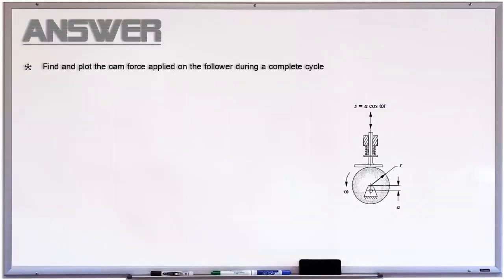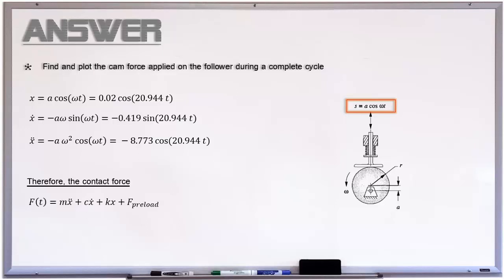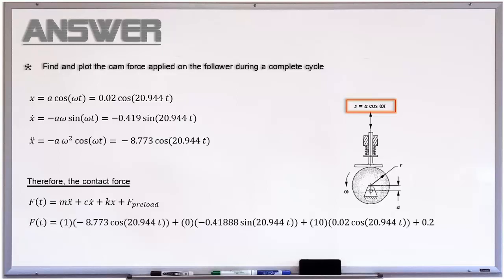Okay, the first requirement in the problem asks about obtaining an expression for the contact force and plotting it against theta. So, starting from the displacement given in the figure, we can calculate the velocity by performing the time derivative, and then we can get the acceleration. After that, the contact force can be calculated from the following expression: f of t equals mass times the acceleration plus the damping coefficient times the velocity plus the spring constant times the displacement plus the preload force. And after substitution, we can get the following expression as shown on your screen.